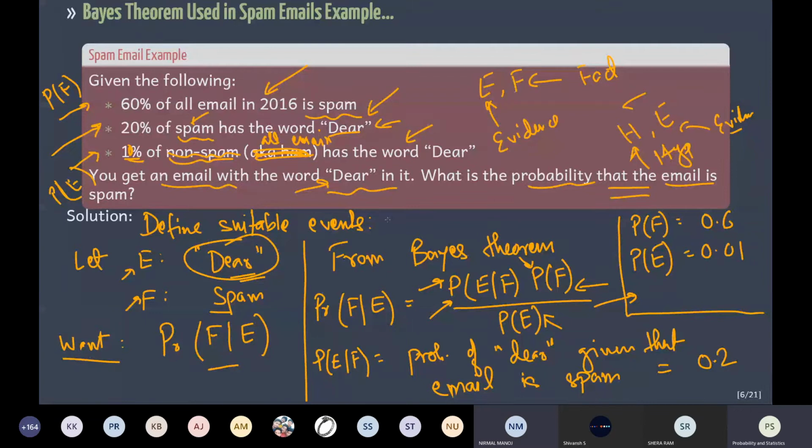So 20% of spam itself is 12% of all emails. The first two statements give 12% of the emails as spam containing dear, and the last statement says 10% of all emails contain dear. So it's contradicting. Then let me change this. It would be okay if it's non-spam. Then it will be 13% of total.